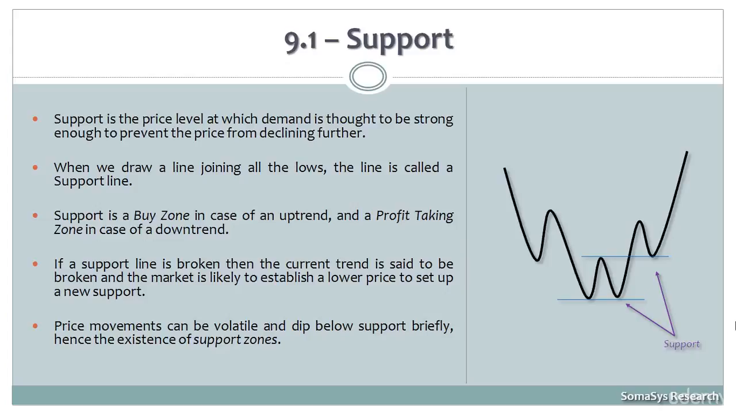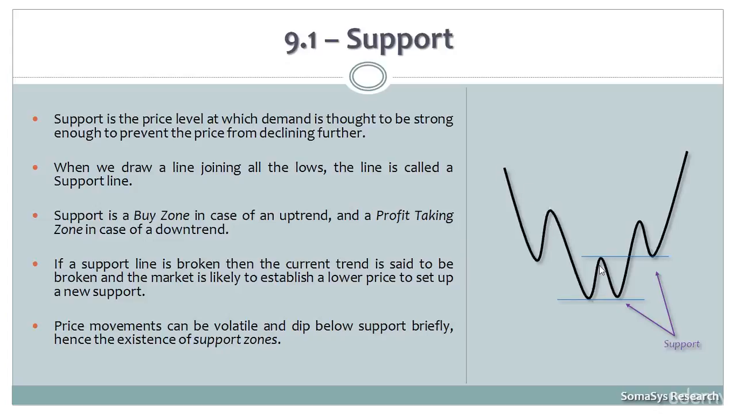off consistently when approached. Now, this support is a buy zone in case of an uptrend and a profit-taking zone in case of a downtrend. So this support over here is a profit-taking zone, and this support over here is a buy zone. But why so? This is a downtrend over here, as price is making new lows and highs are also lower.